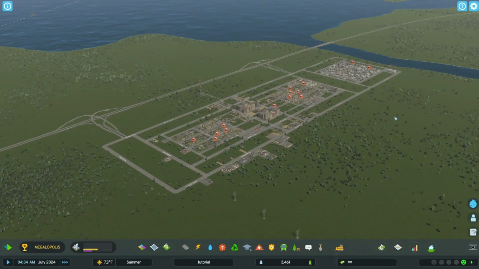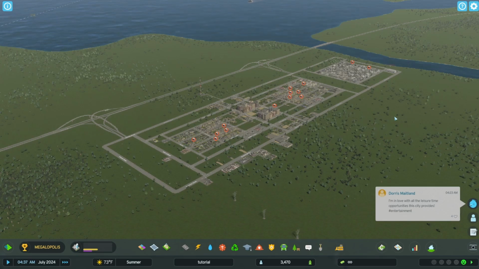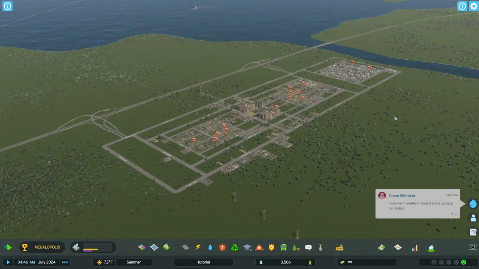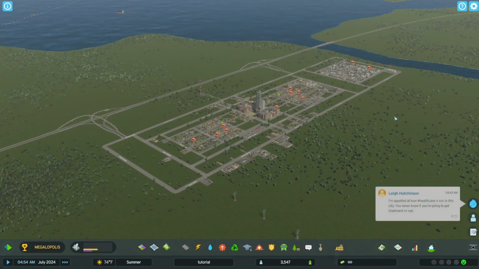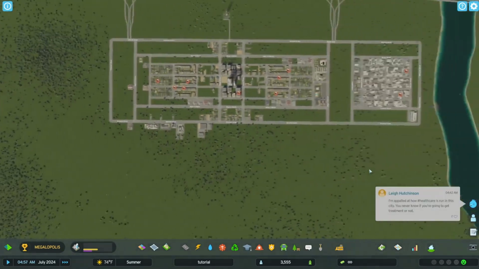Today I'm creating the first of hopefully many tutorials here for City Skylines to help you guys understand how to make a clean, efficient city that works well. The first tutorial that we're going to be creating today is going to be about roadway hierarchy, which here we are. Now right now it may look a little bit confusing.